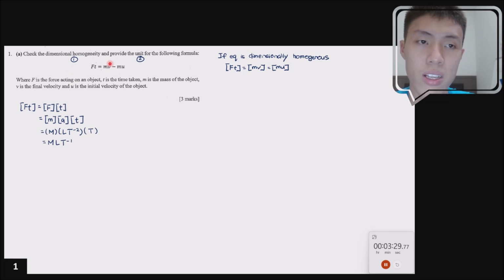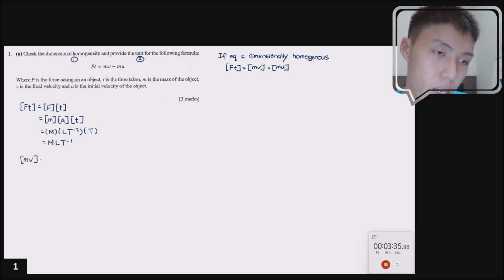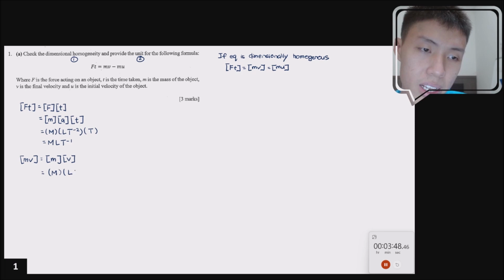Now we want to find the dimension of mv and mu. So mv is the dimension of mass multiplied by the dimension of velocity. Mass is just big M. Velocity we know is meter per second, so the dimension will be length divided by time. If you multiply everything together, you know that this is M L T^-1. So it's the same as Ft over here, so both of them have the same dimension.